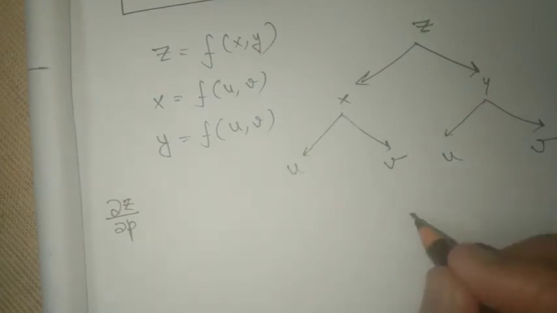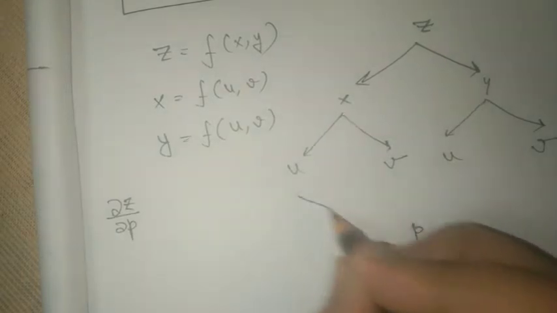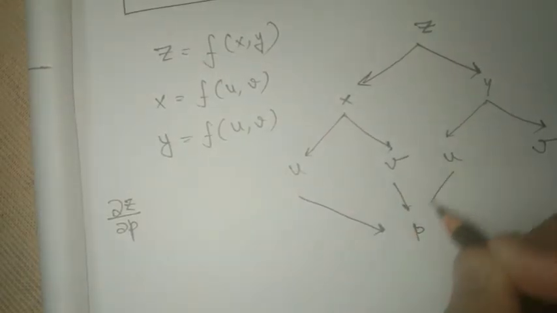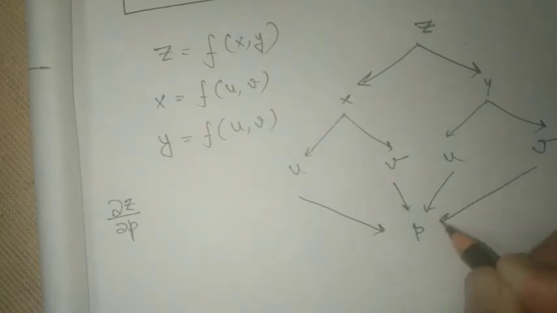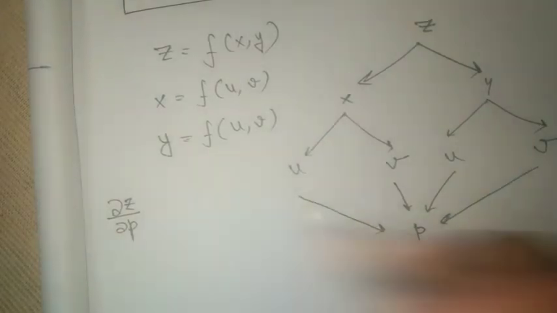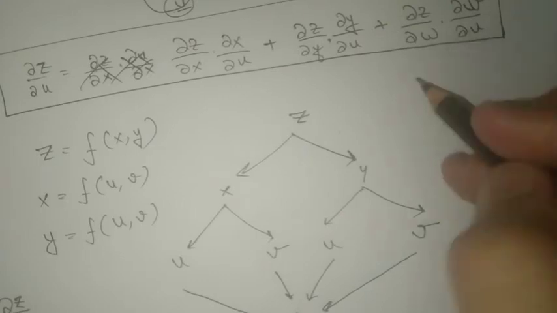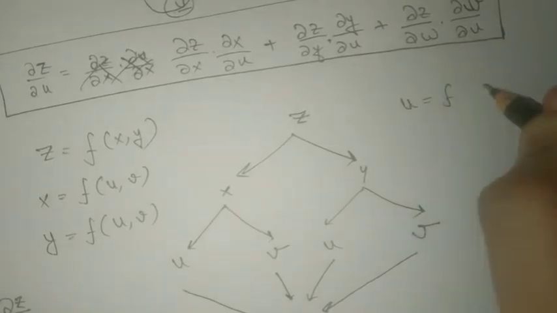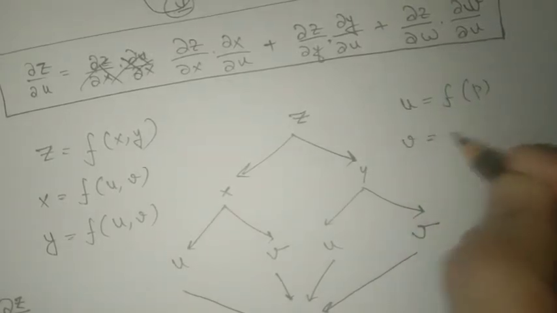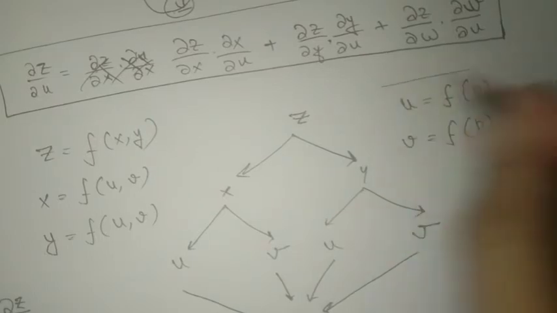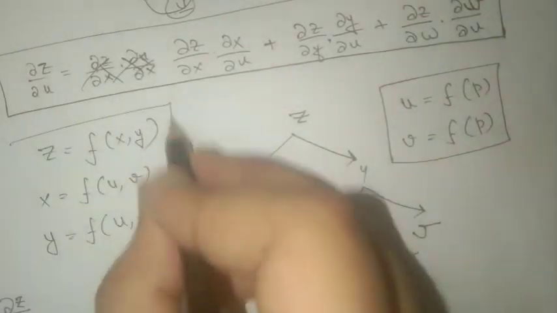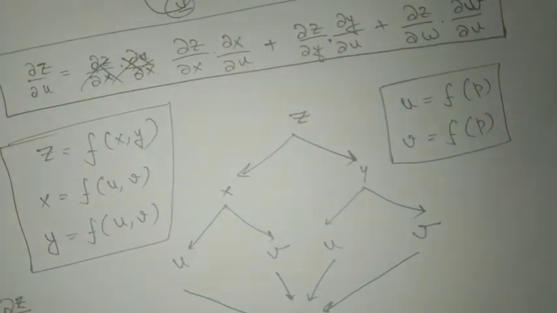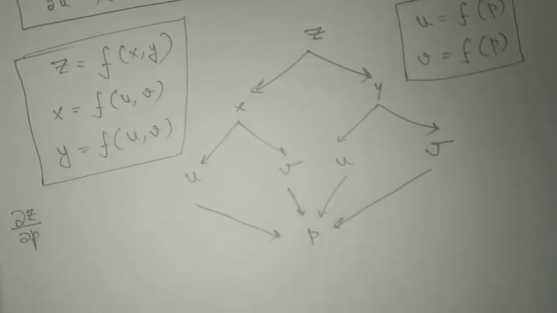So obviously we are going to write p over here, and we are going to end this at this point, correct? And obviously it's clear that u is a function of p and v is also a function of p. This is also mentioned, I forgot to write it at first, so please note it down. So this is the case.